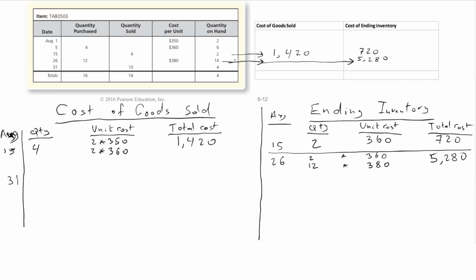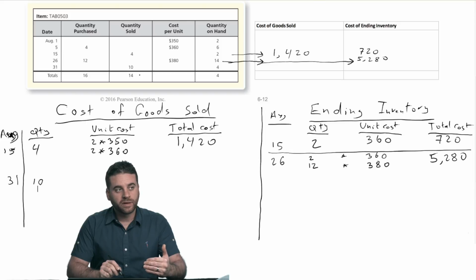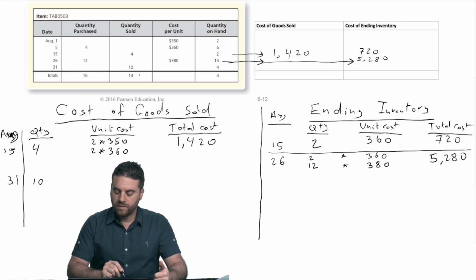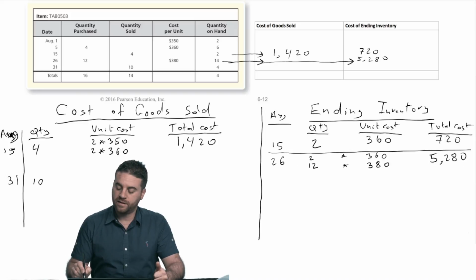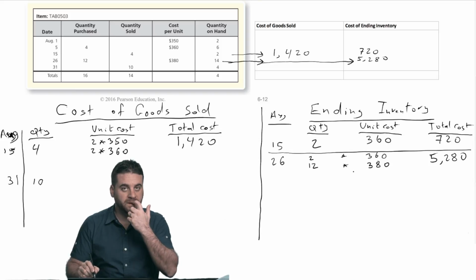All right, let's go back to August. Let's move forward and look at August 31st. We have a sale on that day. We sold 10 units. Now, to find out the cost of goods sold for them, we need to look at our ending inventory just before we sold those 10 units. So let's go back to our last line under the ending inventory, and we need to look at it in detail.